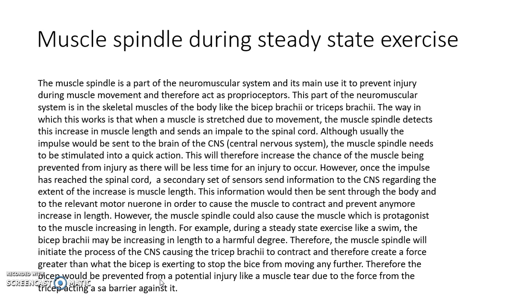in length. For example, during a steady-state exercise like a swim, the biceps brachii may be increasing in length to a harmful degree. However, the muscle spindle will initiate the process of the CNS causing the triceps brachii to contract and therefore create a force greater than what the bicep is exerting to stop the bicep from moving any further. Therefore, the bicep would be prevented from potential injury, like a muscle tear, due to the force from the tricep acting as a barrier against it.